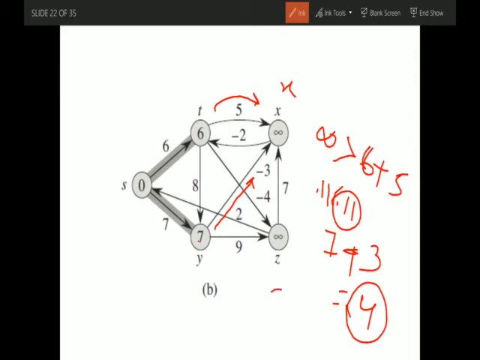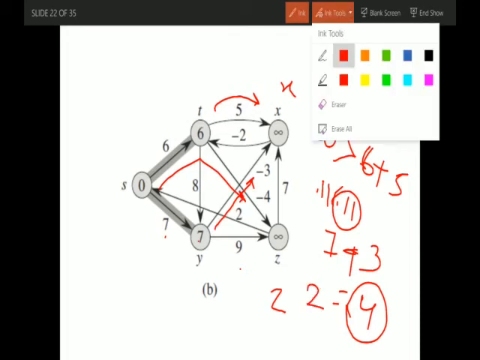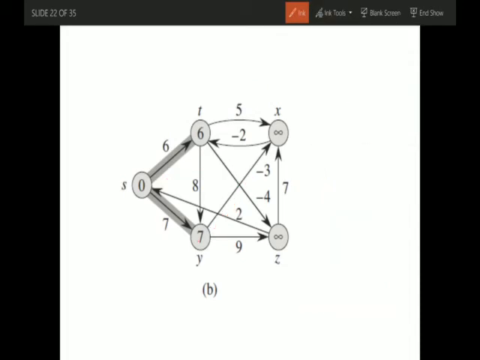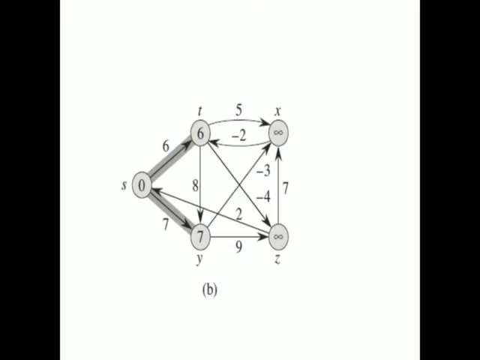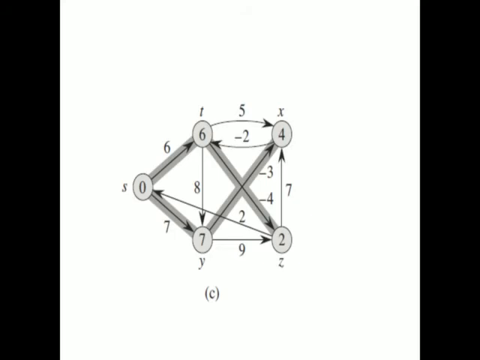Similarly for z, we have two paths. We can come from y, we can come from t. So from y we have 7 plus 9, 16, and from t, 6 minus 4, that is 2. So after the second iteration, these values will be changed. If we come from y it will be 4, and here it will be 2 at z.